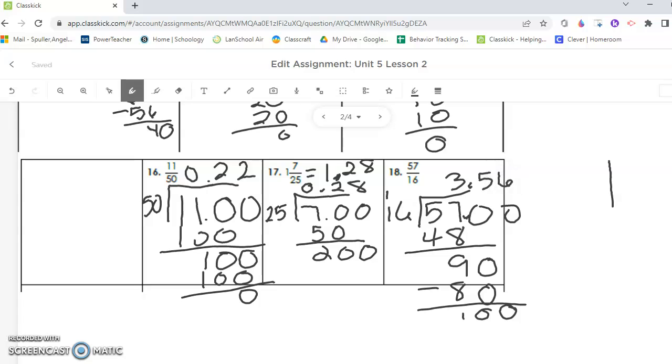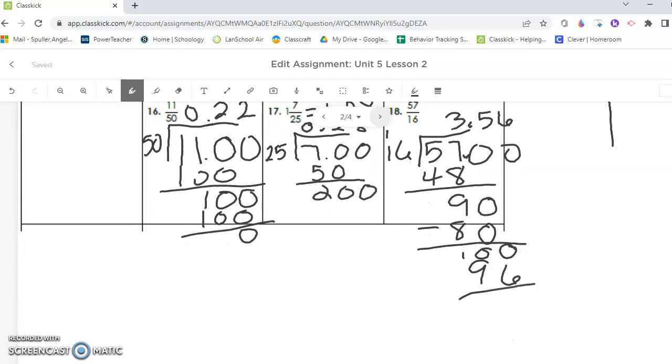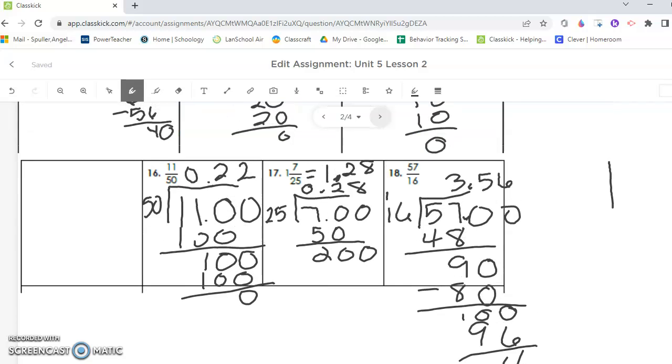Let's say 6. 6 times 6 is 36. That's going to get me 6 with, that'd be 96. So that's going to get me 4. And this is as far as I'm going to go with it. Once you've gone a couple numbers behind, go ahead and stop. It shows me that you understand this situation.